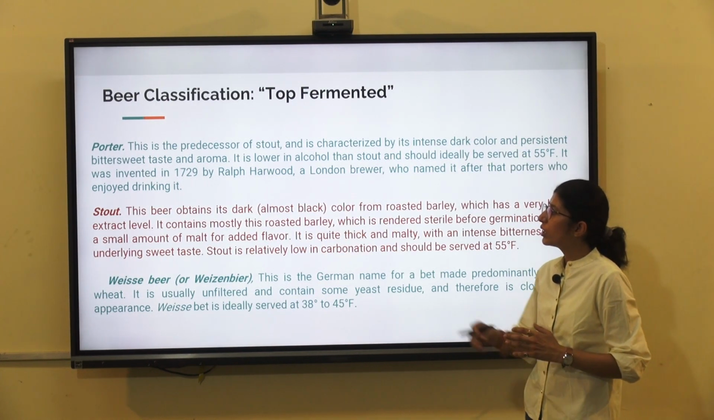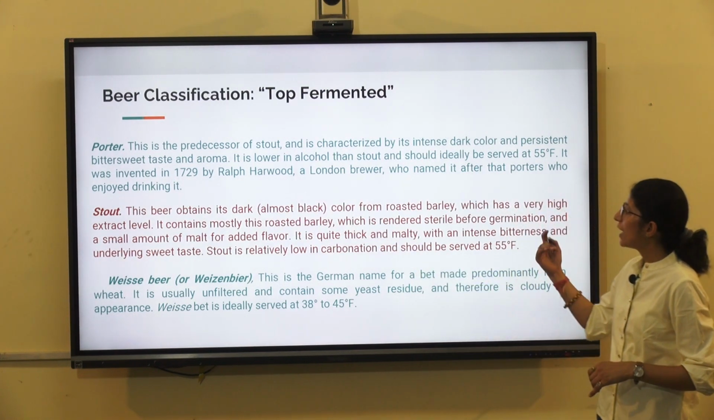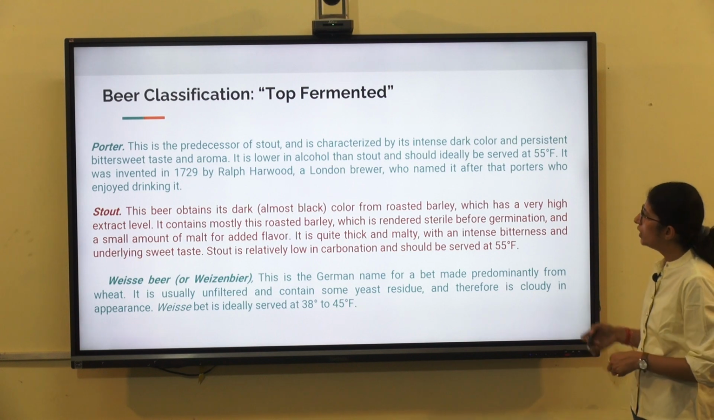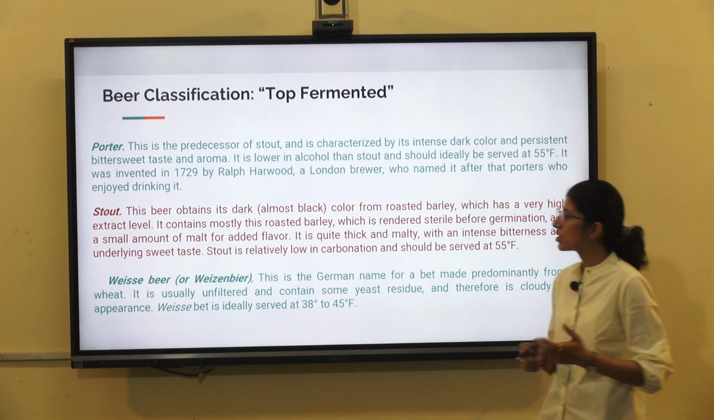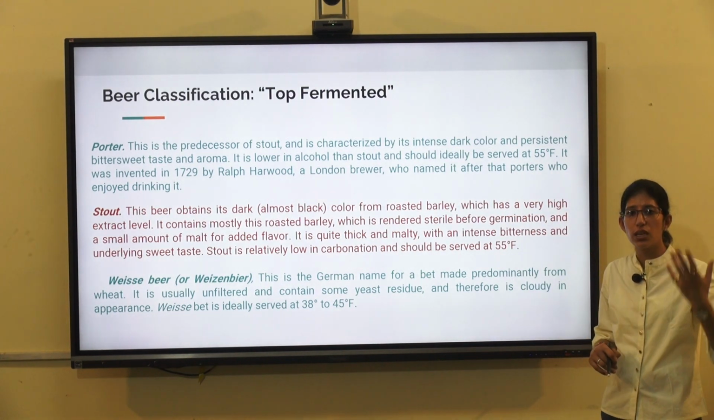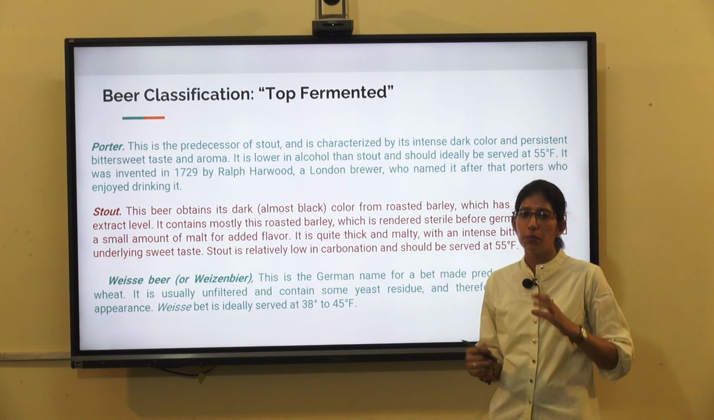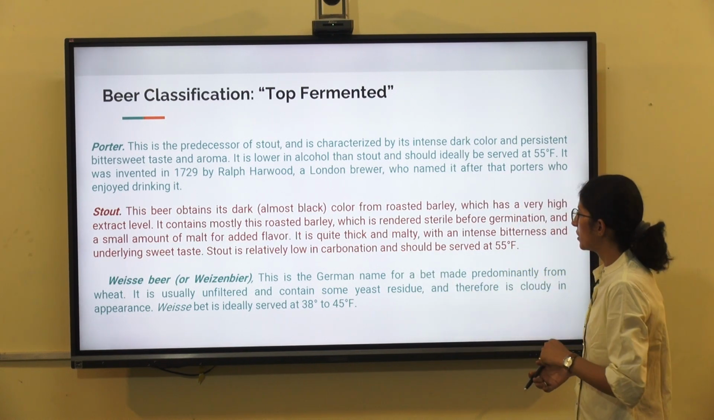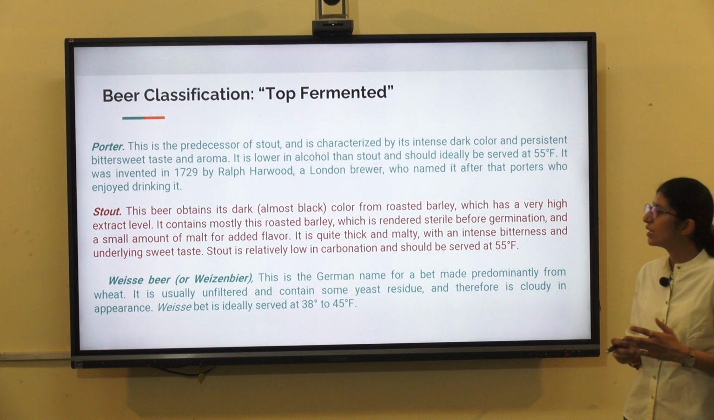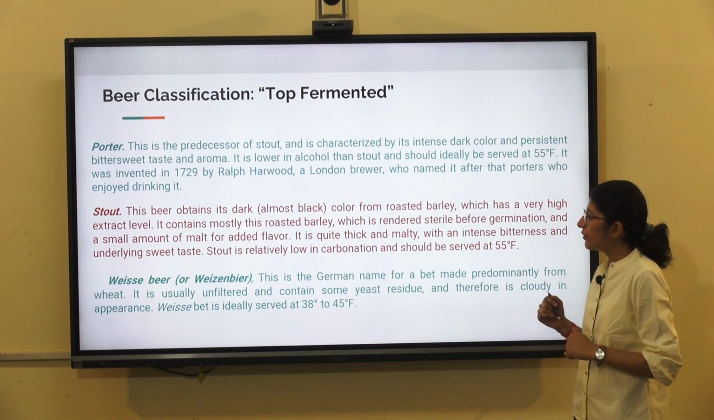Stout. It contains a dark, almost black color that is obtained from the roasted barley, which is very high in extract level, and the roasted barley is rendered sterile before germination of the enzymatic activity. A small amount of malt is further added for flavor acceptance, which gives an intense bitterness with an underlying sweet taste. It is again served at 55 degrees Fahrenheit.